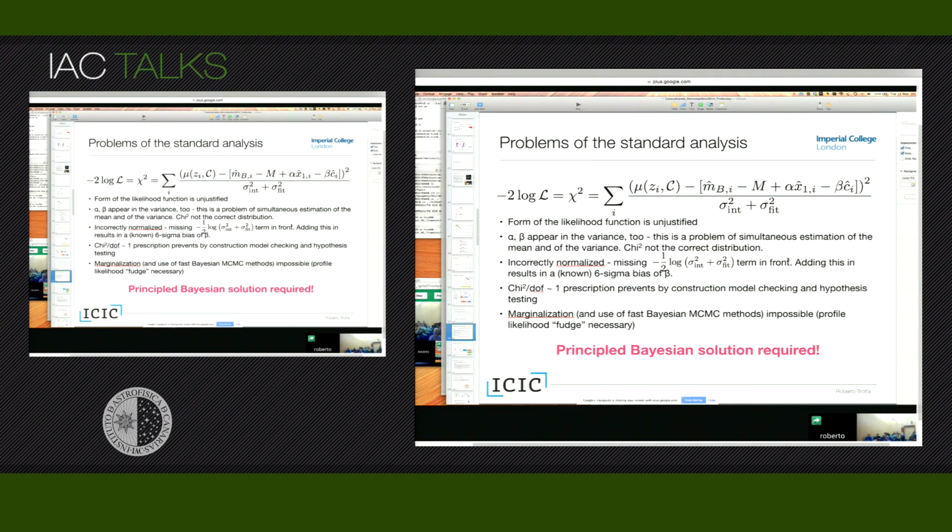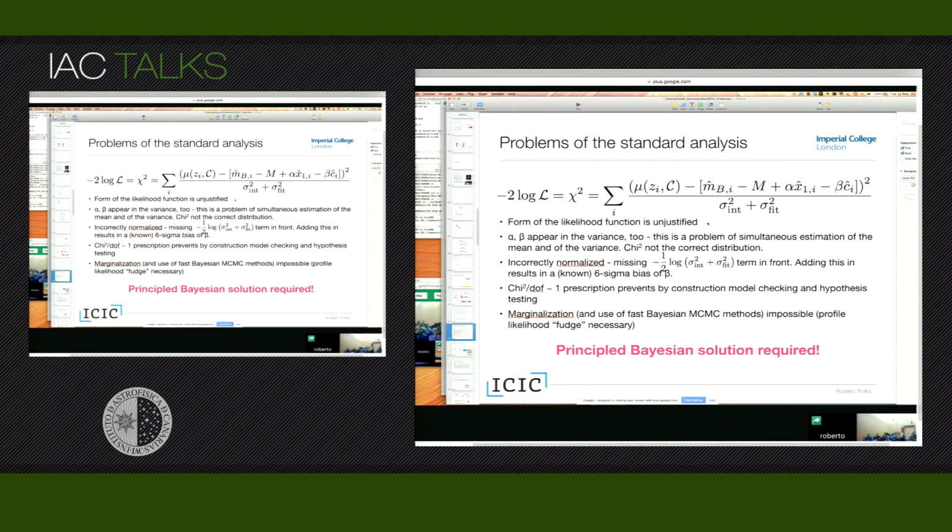If you add this term in by trying to fix it, it makes things worse. It gives you a huge bias in the determination of beta, which is a well-known problem. People try to avoid it by ad hoc dropping this normalization term. We will see later where this comes from. And also, because the likelihood form is unjustified and incorrect, you can't use MCMC techniques with this likelihood. If you do, you would only end up with a biased, completely wrong posterior, not because the MCMC is wrong, but because the likelihood is wrong.